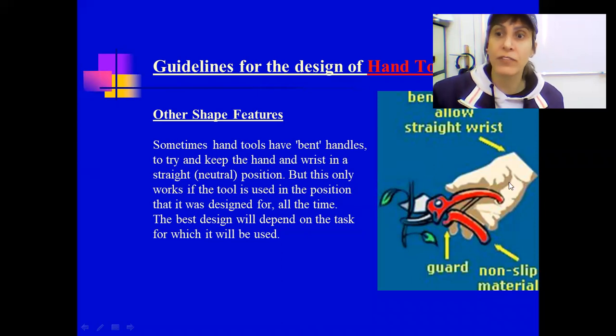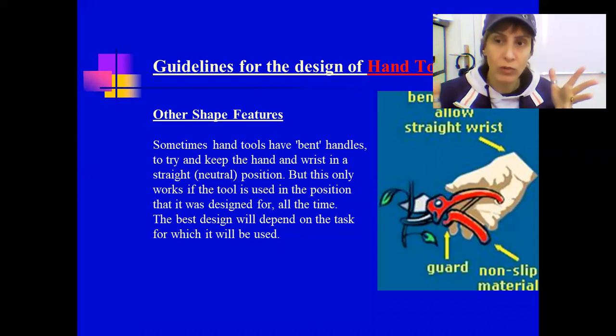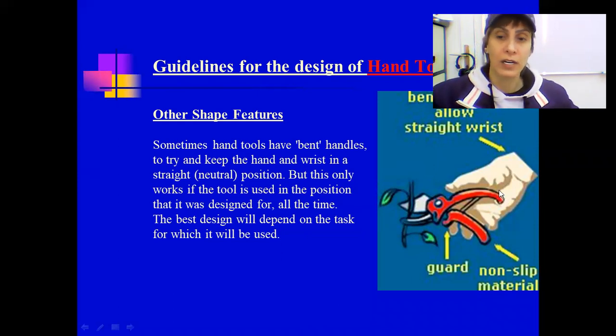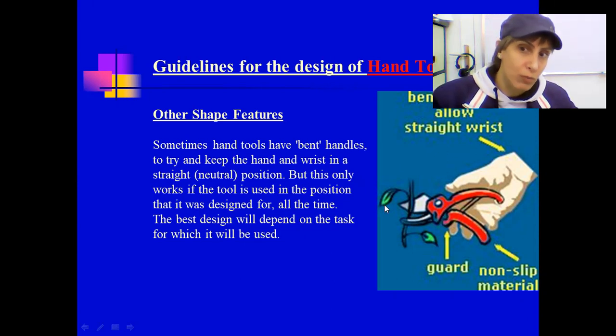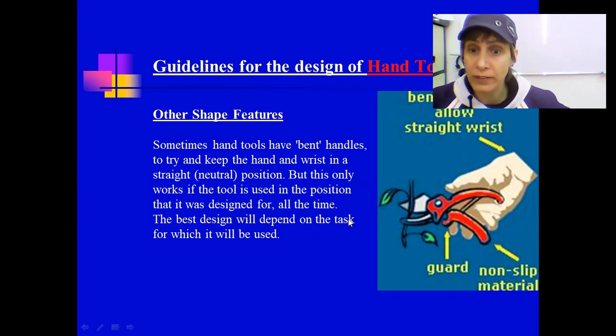Then you will have to put a straight handle. Straight handle means you can use it in different positions. It's more versatile. So it depends on really what tool you are designing, okay? So to design the handles bent or straight is a very important design decision, depending on the tasks that you need to perform with it. So the best design will depend on the task for which it will be used.